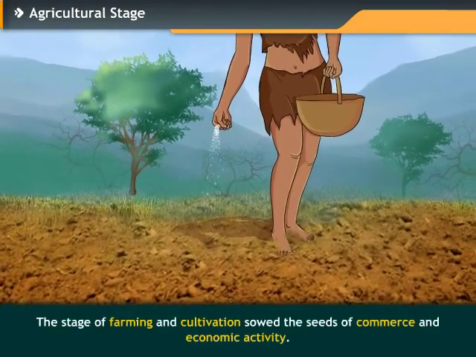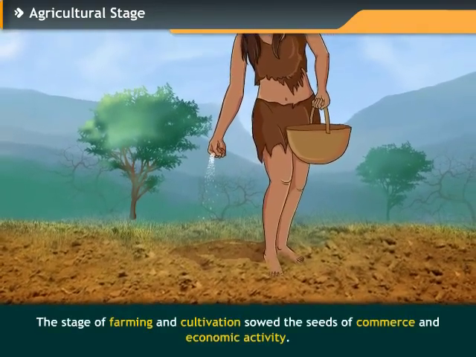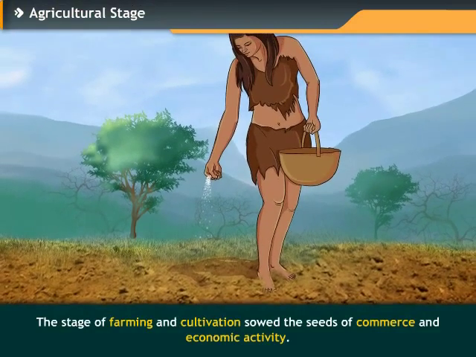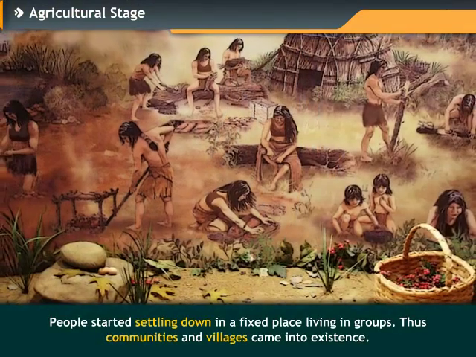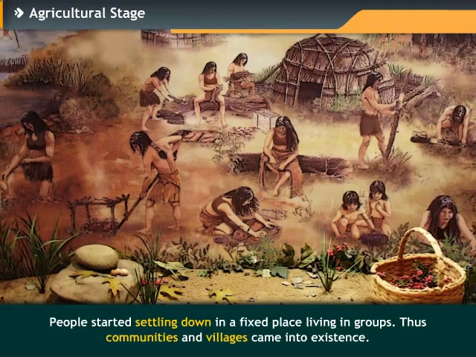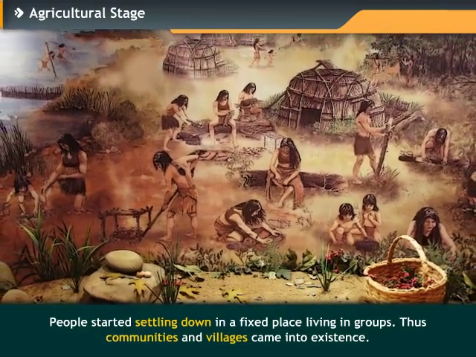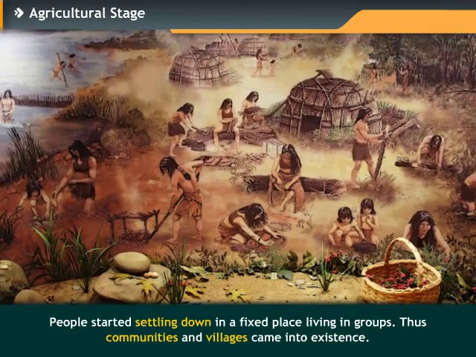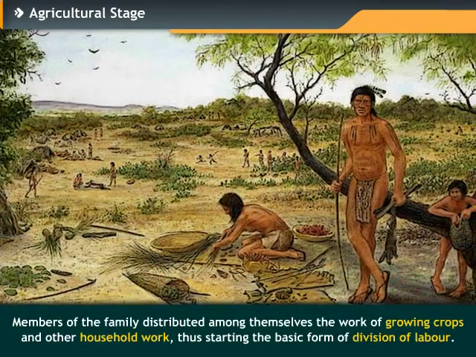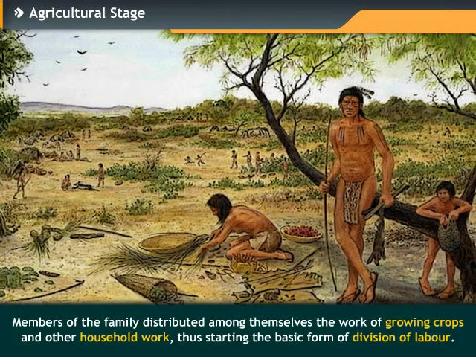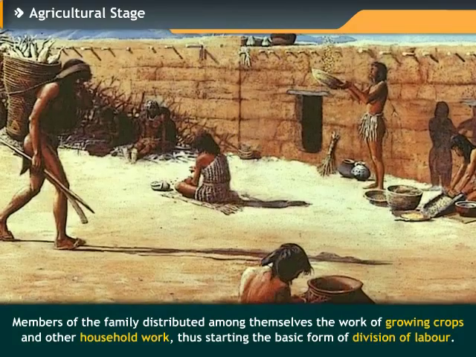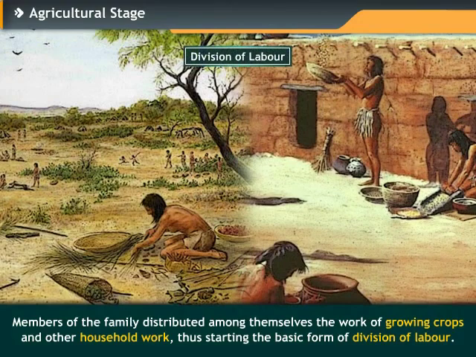The next stage of farming and cultivation sowed the seeds of commerce and economic activity. People started settling down in a fixed place, living in groups. Thus, communities and villages came into existence. Members of the family distributed among themselves the work of growing crops and other household work, thus starting the basic form of division of labor.